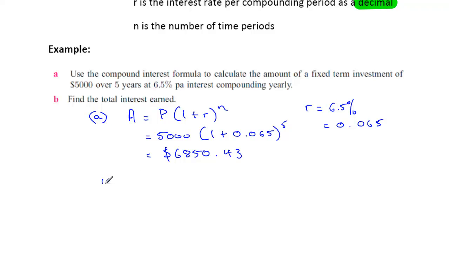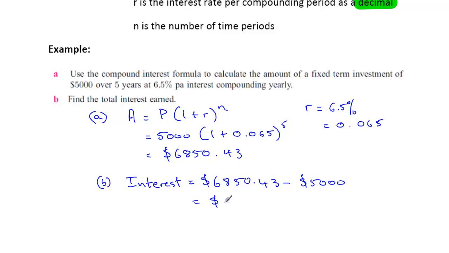But our question goes on to say, find the total interest earned. So, and this is a common part of the questions that are asked, our interest would be what we finally had in our bank, which is all of that amount, taking away what we started with, in this case $5,000, and when we subtract those two things out, we end up with our solution, the amount of interest we earned, $1,850.43.